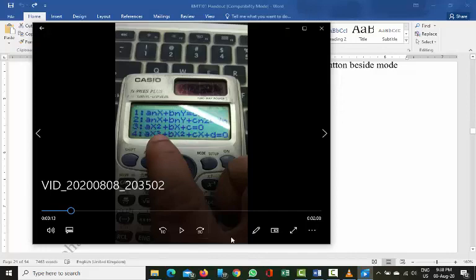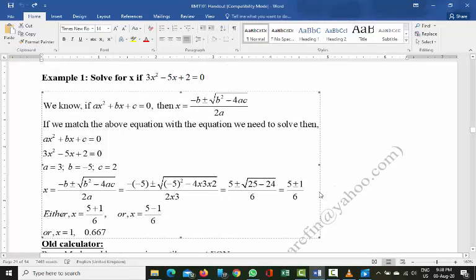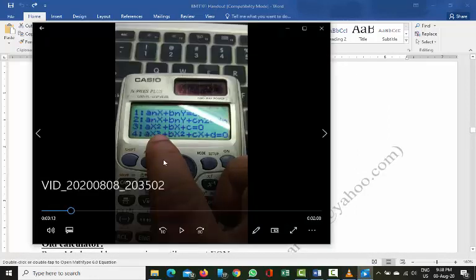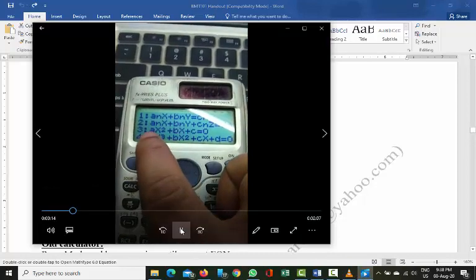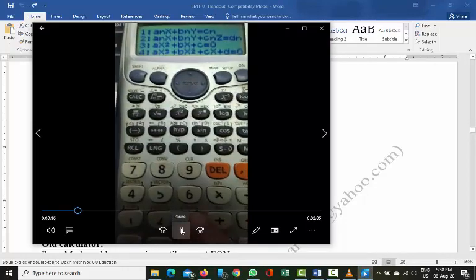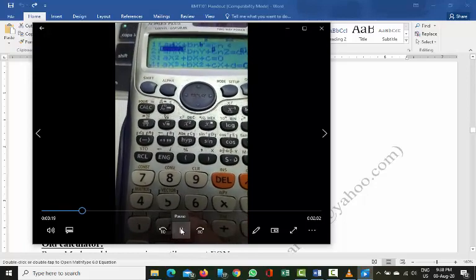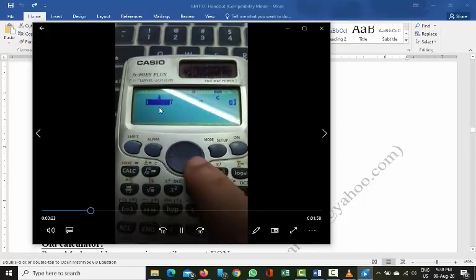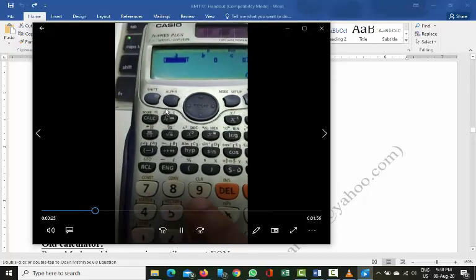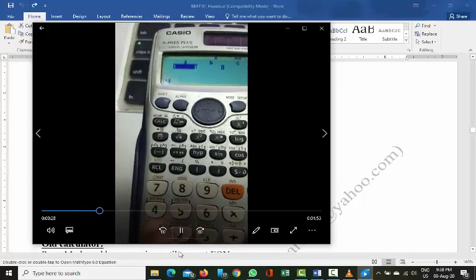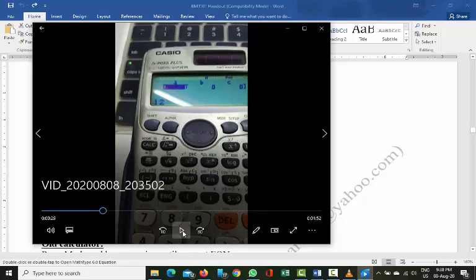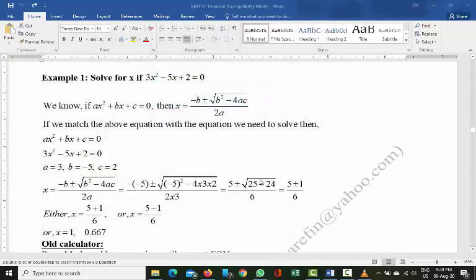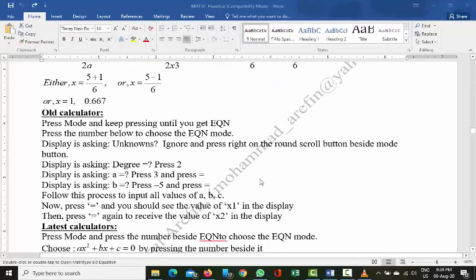So to solve this equation with only one variable, you should choose number 3 here. If you press number 3 here, you will see A, B, C is there. You should press the value of A there and then equal. And then you should press the value of B and then equal. And then you should press the value of C and then equal. And then you should press equal again.